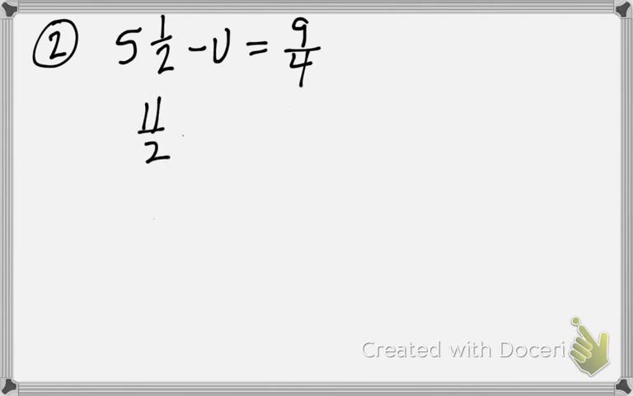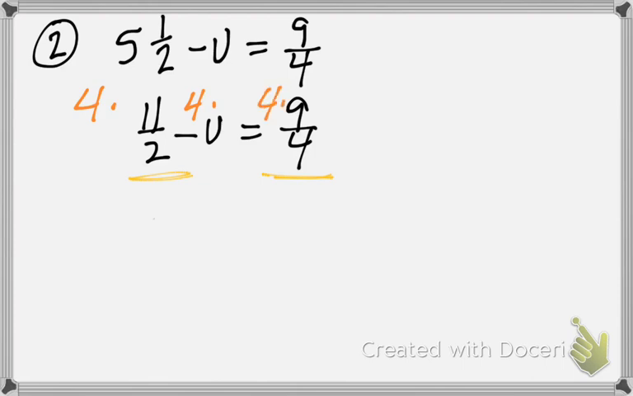So this is 11/2. Let me go back to this. So because I've got a 2 and a 4, I know the least common multiple of those is 4. So I'm going to multiply this by 4, that by 4, and that by 4. So I'm going to multiply everything by 4 to cancel out the denominator. So 2 divided by 2 is 1. 4 divided by 2 is 2.